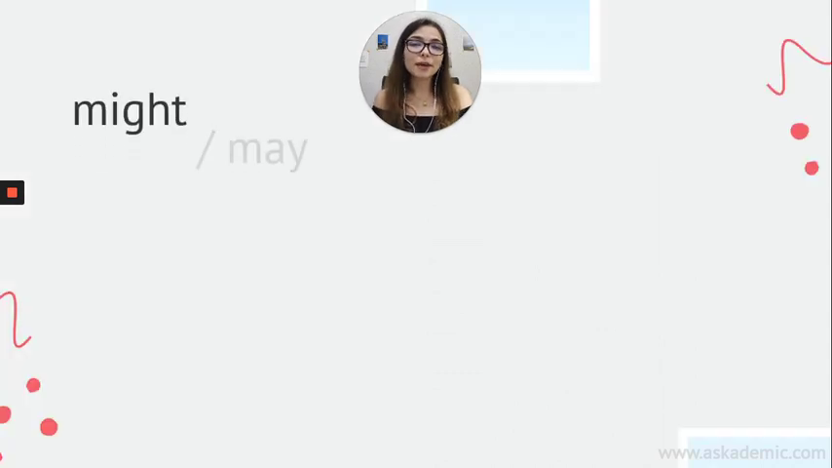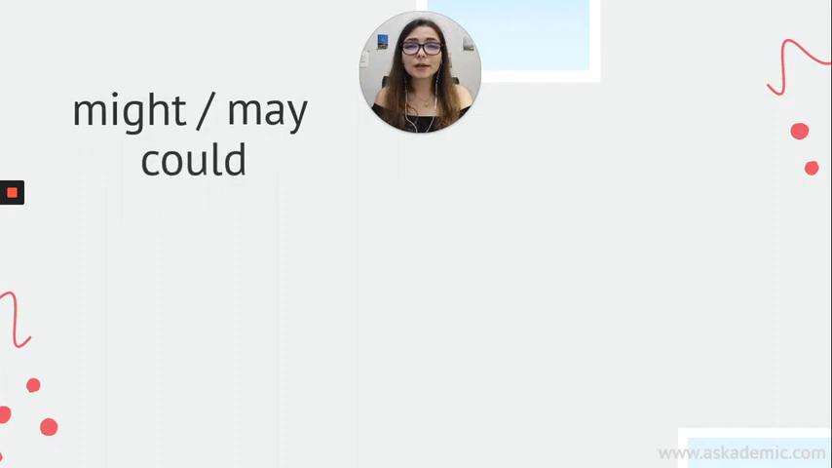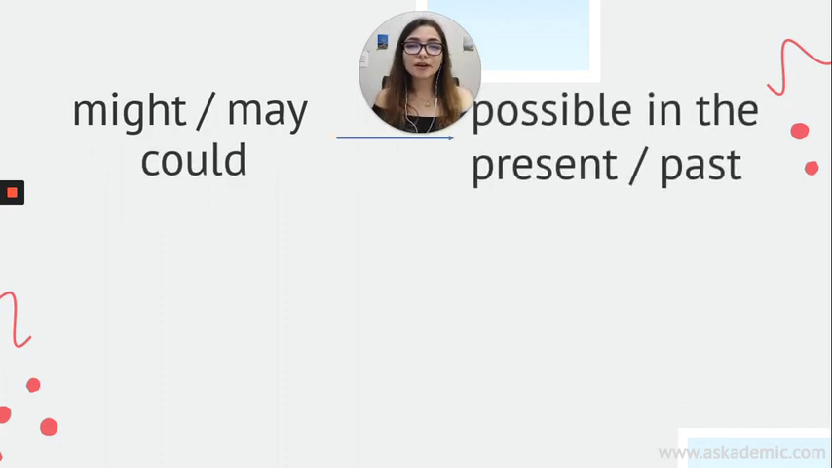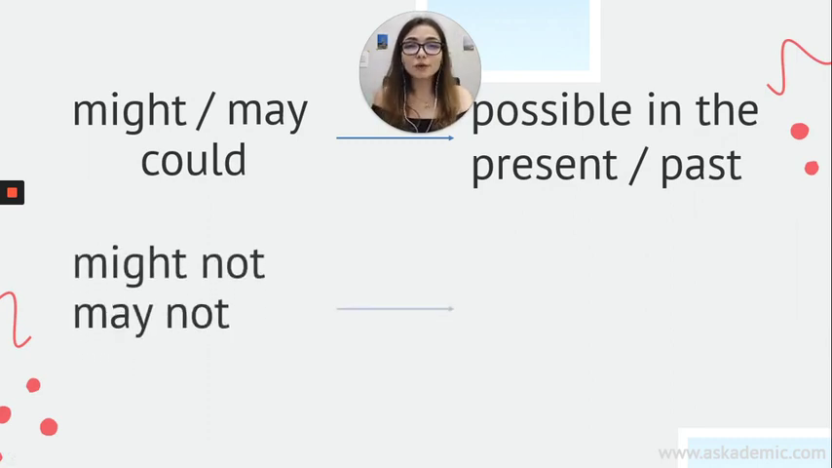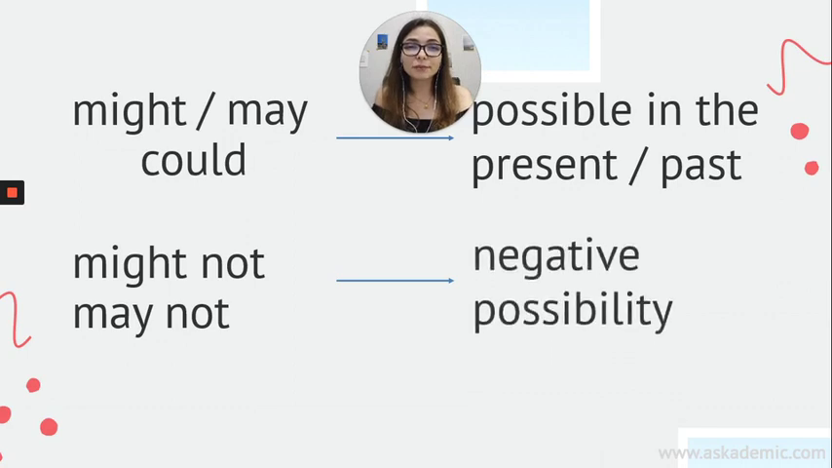Okay, they can be used in the same way. They mean the same thing: the possibility in the past and present. When something is possible in the past and present, we can use might, may, and could. And we also have might not and may not, which of course mean negative possibility, right?